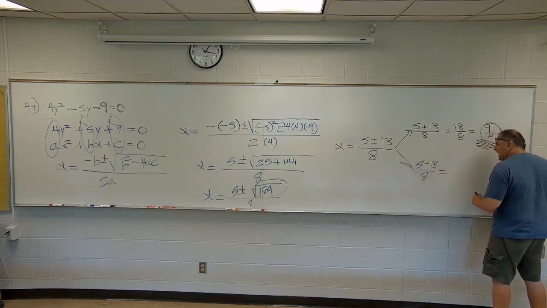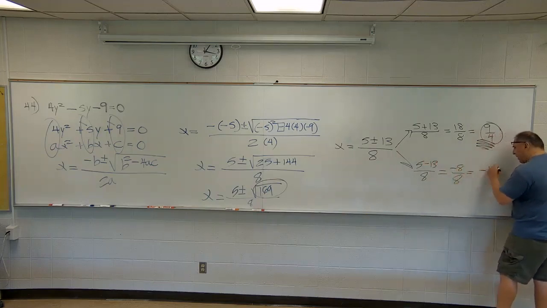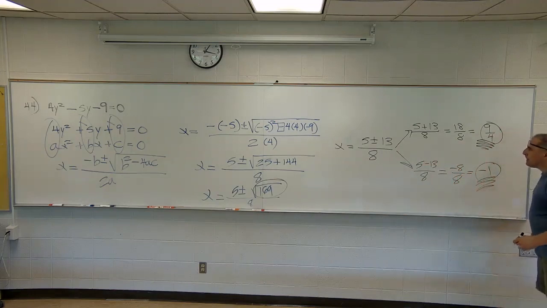Subtract here, you got negative 8. Negative 8 divided by positive 8 is negative 1. A little easier to look at. And that's it.